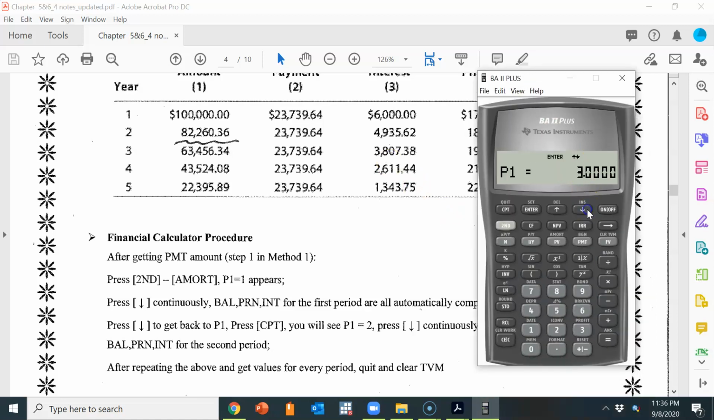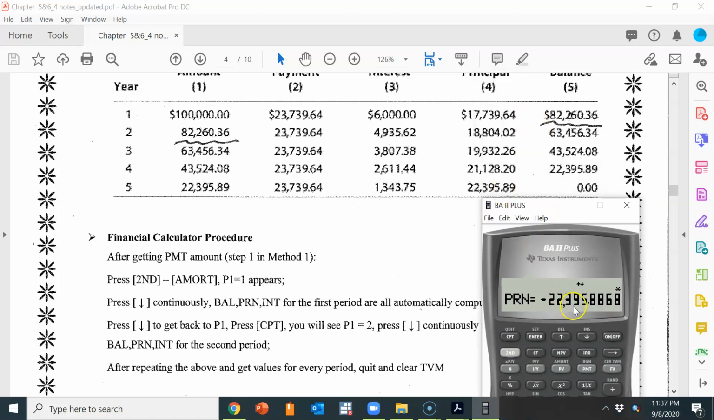Okay, down button, compute again. Now we can see all the values for year 4. Compute again, P1, P2 goes to 5. We can see that the ending balance is almost 0. Okay, we pay off all the loan in the last year. Principal payment 22395, highest among the 5 years. Interest payment lowest among the 5 years, 1343.